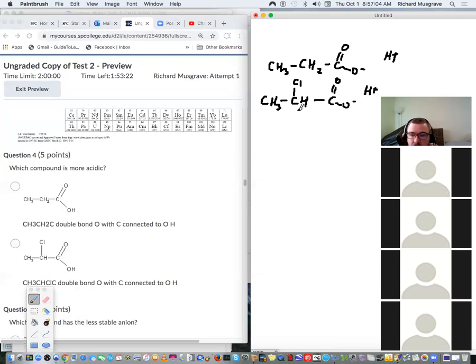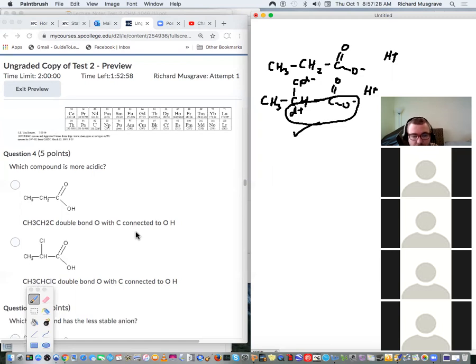And then I would ask myself, which one of these anions is more stable? What I know about this is that's going to be delta minus, and that's going to be delta plus. And that delta plus will enable a bit more stabilization of the O negative. So I know that this anion here is going to be the more stable of the two, which makes the bottom compound here more acidic. So that's the kind of thought process I want you to go through.